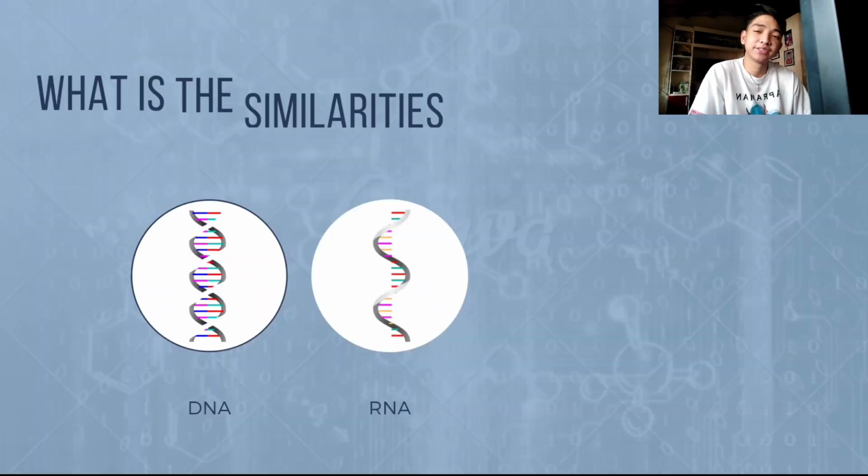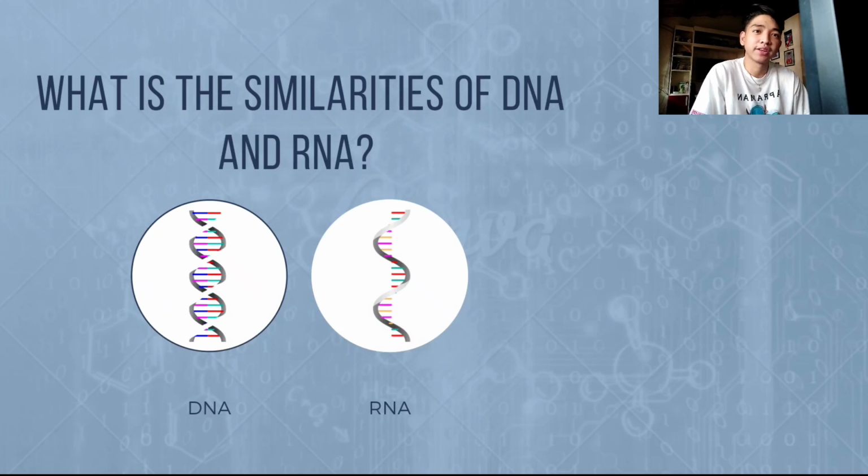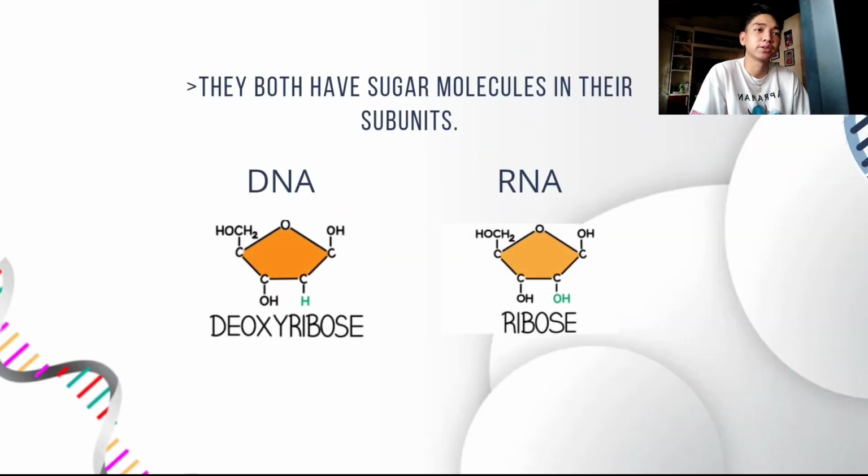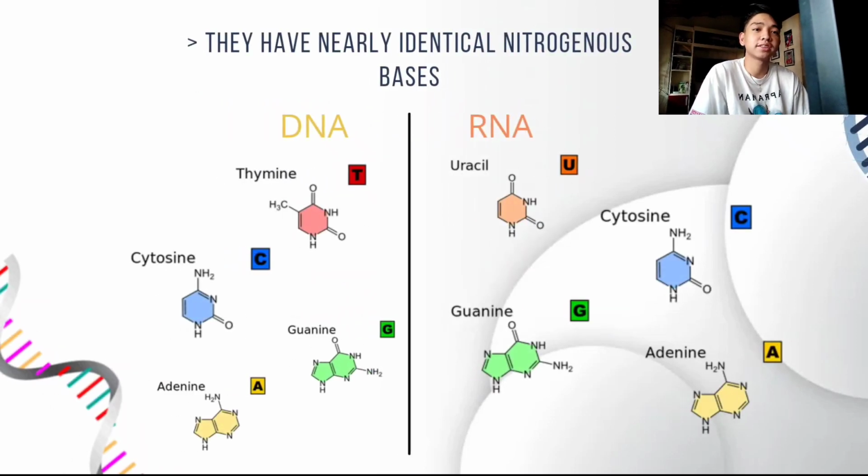The second is their similarities. Both DNA and RNA have sugar molecules in their subunits, but those sugars are slightly different. DNA uses deoxyribose but RNA uses ribose, which has an extra hydroxyl group tacked on. DNA and RNA also have nearly identical nitrogenous bases.